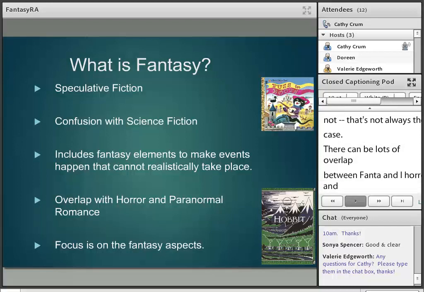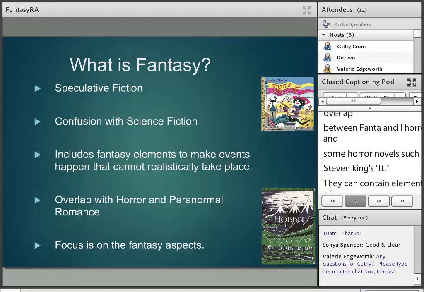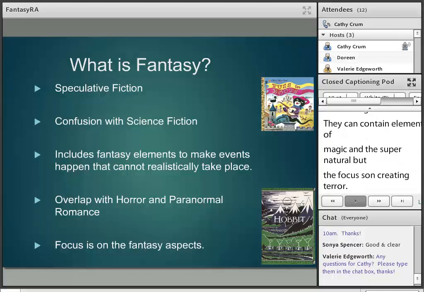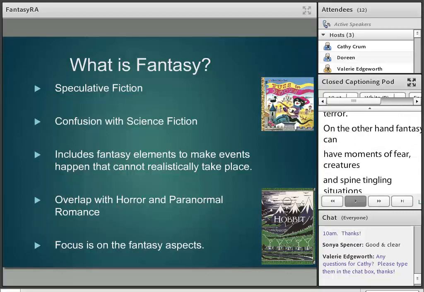There can be lots of overlap between fantasy and horror, and some horror novels such as Stephen King's It have actually won fantasy awards. Horror fiction may contain elements of magic and the supernatural, but the focus is on creating terror. On the other hand, fantasy can have its moments of fear, scary creatures, and spine-tingling situations, but that's not the main focus of the story, just another element of it.